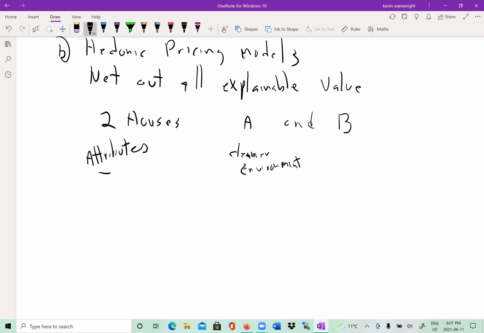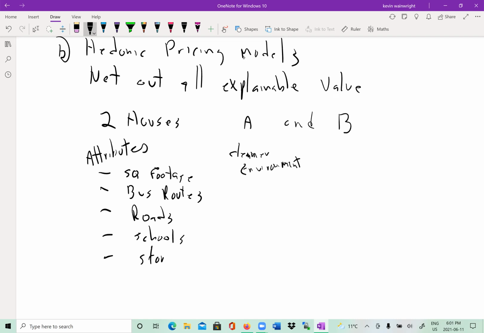So we have square footage, size of the house, bus routes, roads, schools, stores, all the things that you look for when you shop for a house. How close are they to school? How much square footage? Is there a bus route? Are we on quiet roads or busy roads? Are there any stores nearby? Okay.